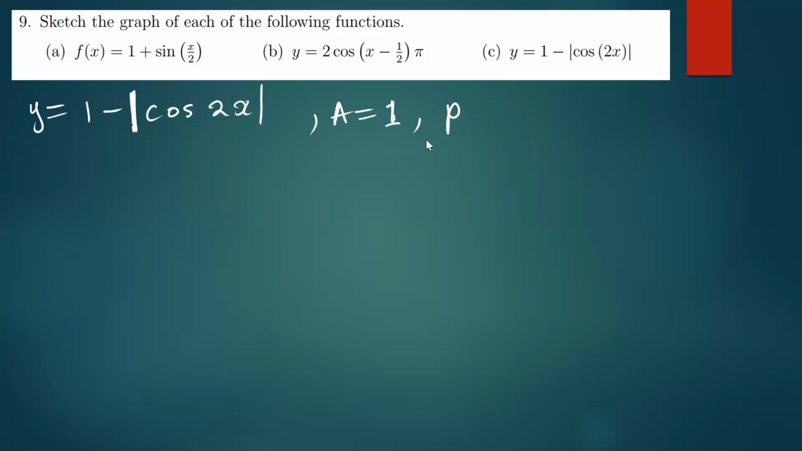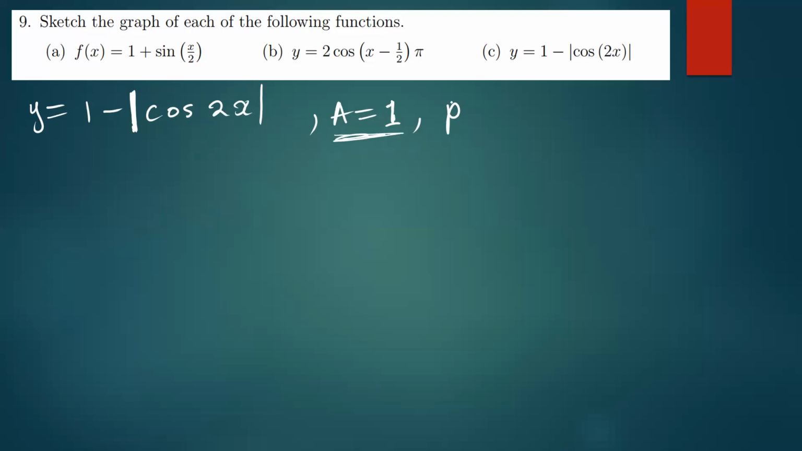Okay, let me just begin. So you first have to find the amplitude. The amplitude is simply the coefficient of the trig ratio, which is cos 2x. So the coefficient of cos 2x is 1. So that is our amplitude.